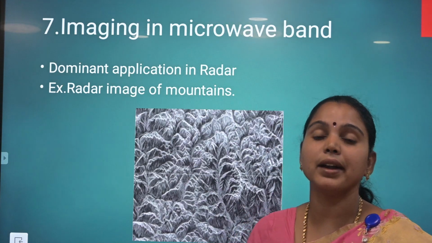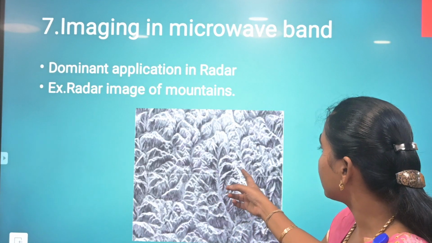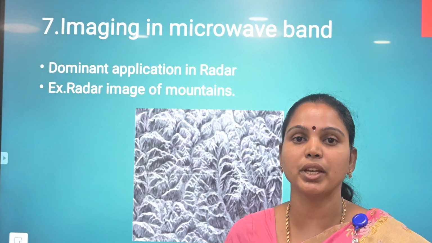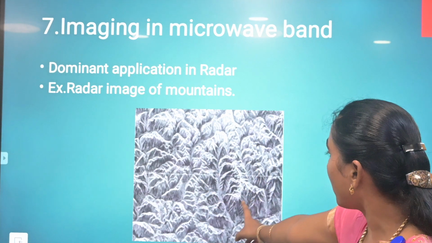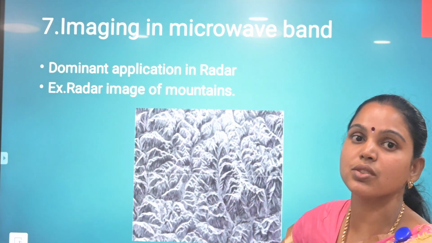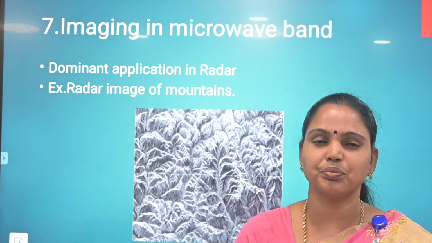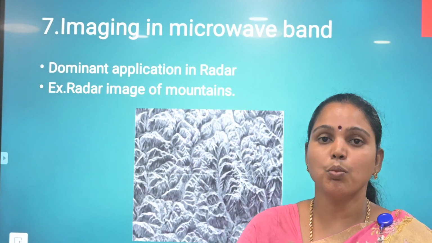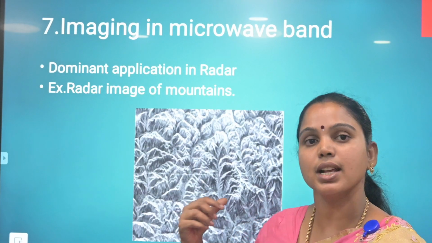And the microwave band. Microwaves are used to capture this image. This is generally used in radar applications. This is the image of a mountain. After processing this image, we can say whether there is human or animal movement or not. Likewise, for security purposes, the military uses this technology.